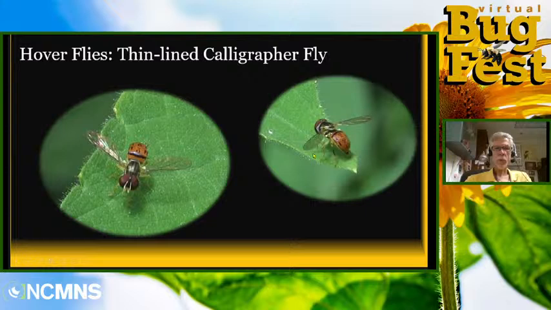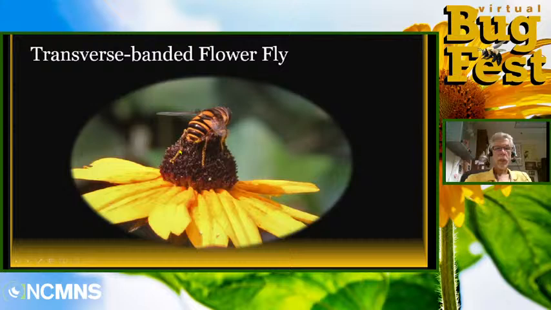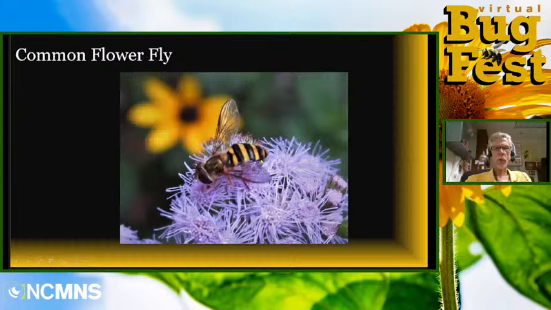Here's another one called a flower fly. It's in that same hoverfly group, the transverse banded, just in time for Halloween. Again, you can see it's pretty small. And here's another little flower fly. And again, you can see this pattern. It's a little bit more like a wasp to me than a bee, but people will call them bee mimics.